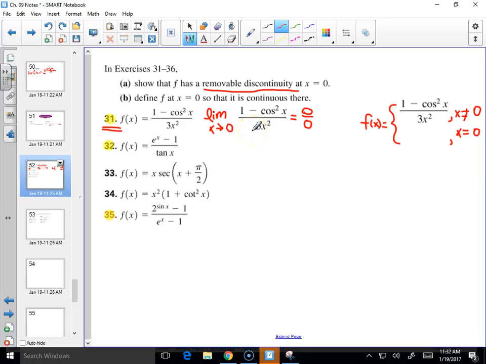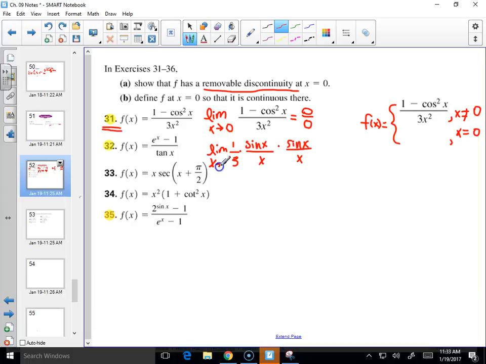1 minus cosine squared is, oh, we can do this easier. We can just make it sine. I'm not even going to use L'Hopital's, that sounds too hard. Can't I make 1 minus cosine squared sine squared? And can't we make sine squared sine over sine? And can't we change x squared to be x over x? And can't we do all of this times 1/3? And then we're taking the limit as x approaches 0.